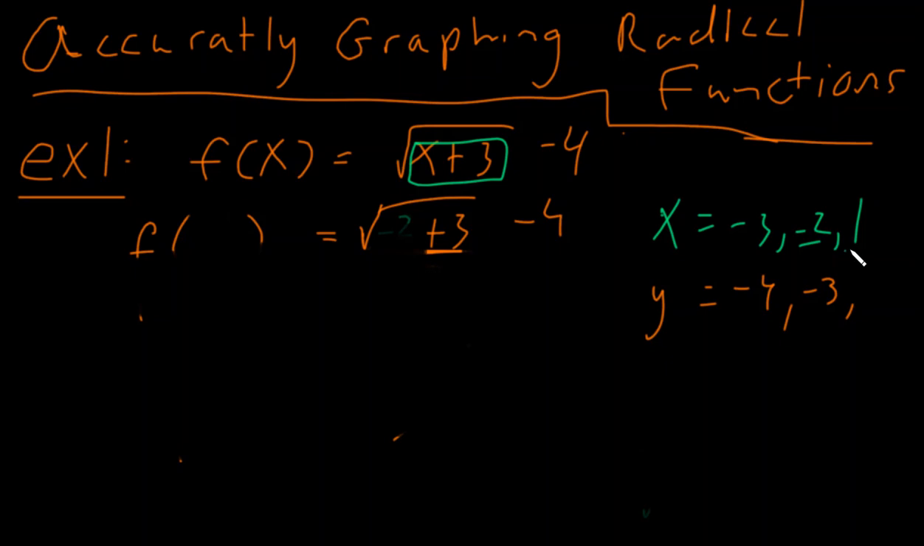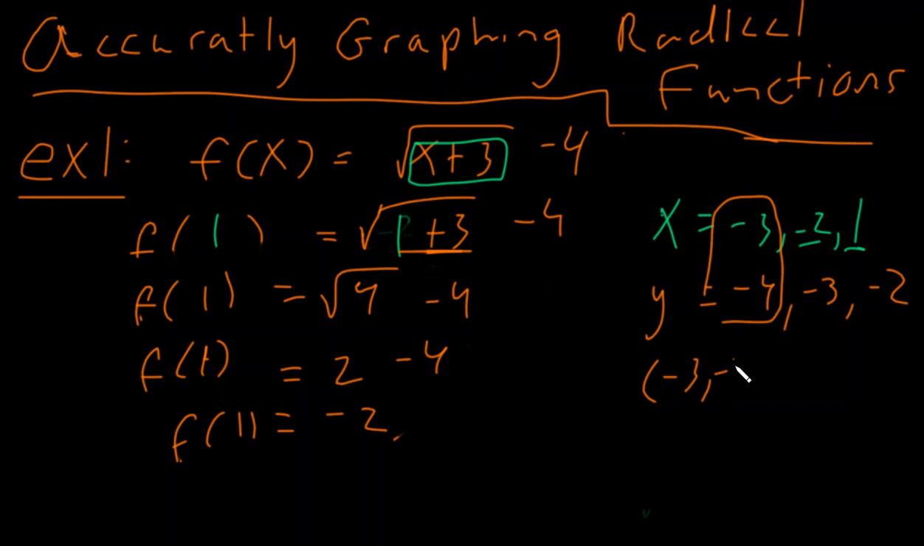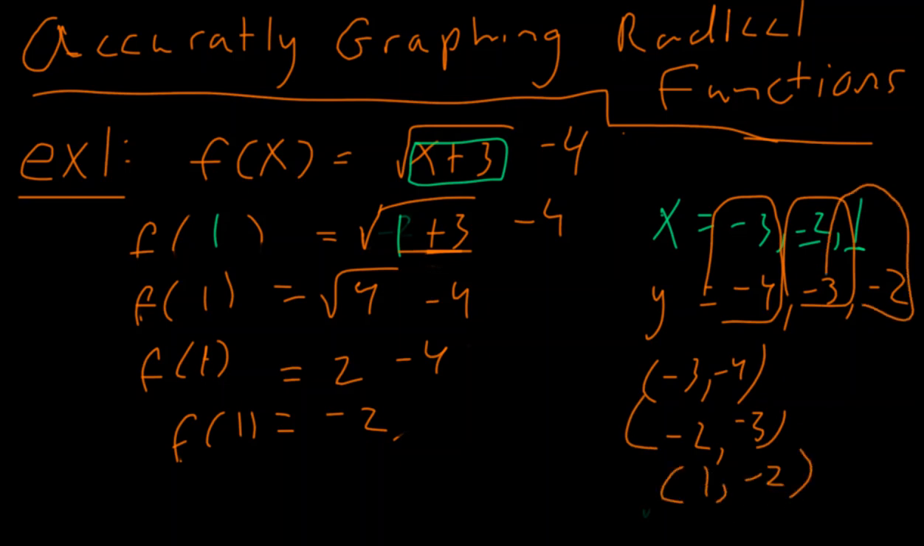I see that my last input is positive 1, so now we have f of 1 is equal to the square root of 1 plus 3. Y'all know 1 plus 3 is 4, minus 4. I know the square root of 4 is 2, minus 4. And now we get our final answer: f of 1 is equal to 2 minus 4, which is negative 2. This winds up giving us 3 points. Our first point is negative 3, negative 4. Our second point is negative 2, negative 3. And our third point is 1, negative 2.